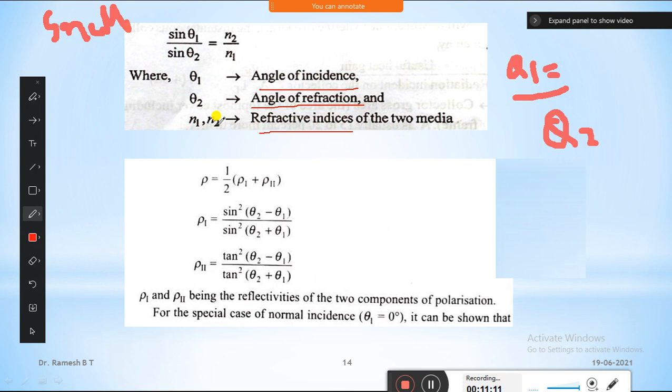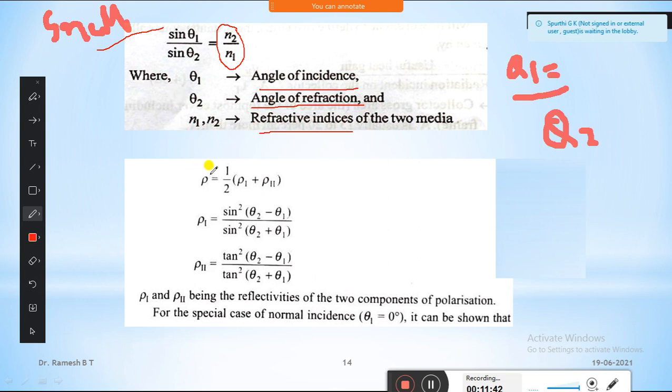In some problems they may give the ratio of the refractive indices of media 1 and media 2. If that ratio, n2 by n1, is given, it may be 1, it may be 2, or it may be 3, like this. This is Snell's law. According to this law, sine theta 1 divided by sine theta 2 is equal to small n2 by small n1. Clear?